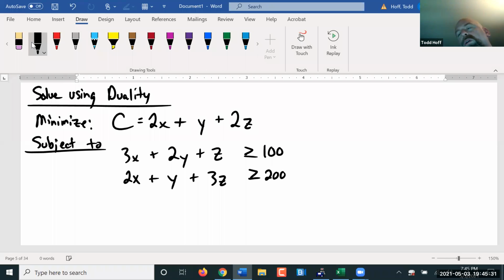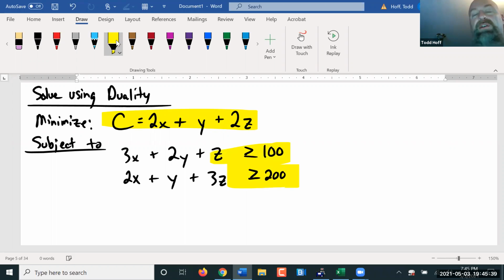Now, first thing you'll notice, the reason duality can apply here: first of all, this is a minimize. Second, all of our constraints are greater than or equal to. And of course, we do have the trivial constraints here. x is greater than or equal to 0, y is greater than or equal to 0, z is greater than or equal to 0. Those are the trivial constraints. The variables are all non-negative.